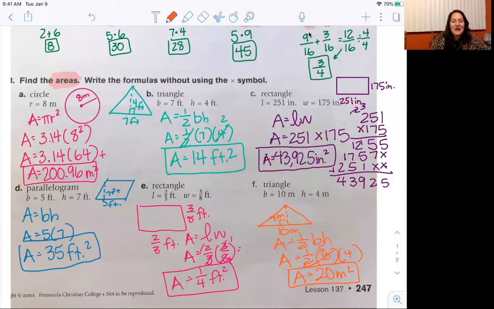Okay, so we have for letter D, area equals base times height because it's a parallelogram. Area equals 5 times 7, area equals 35 square feet.